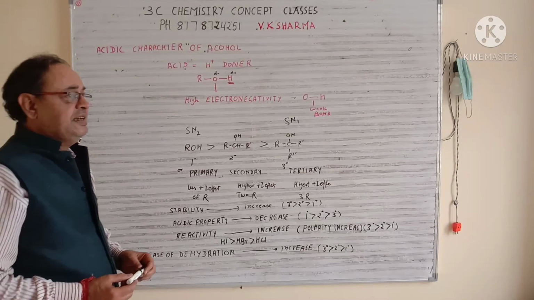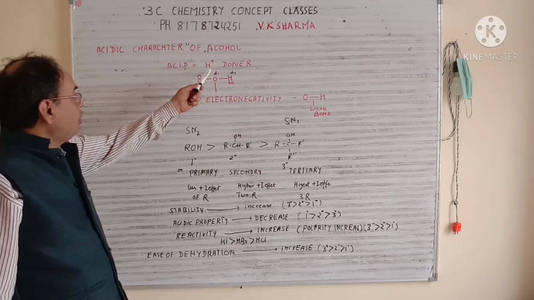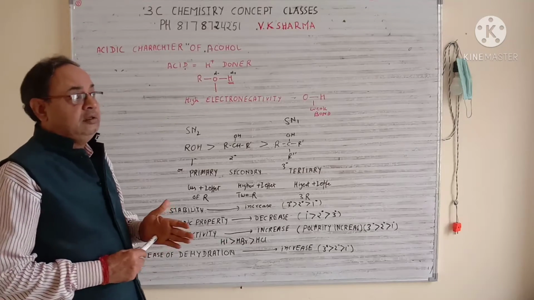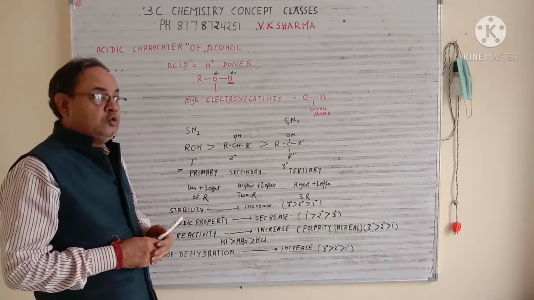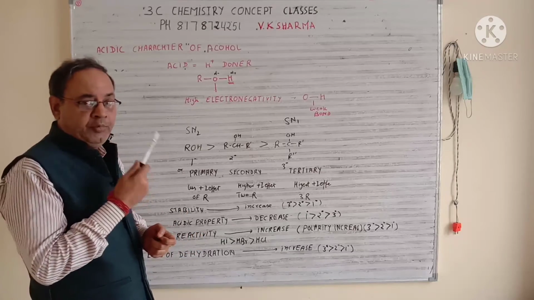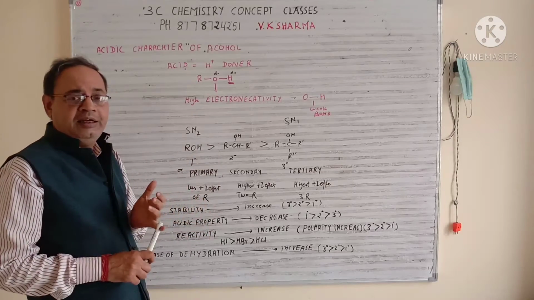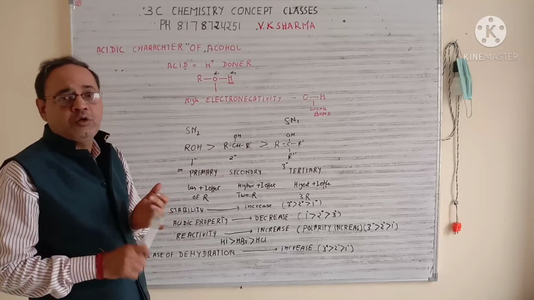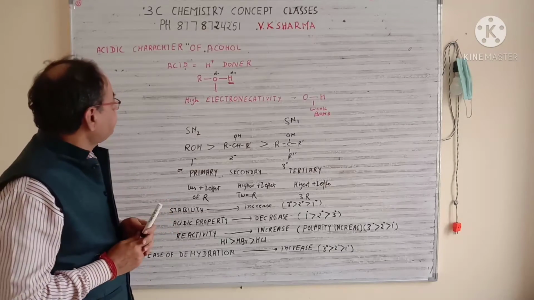Now friends, we come to the acidic character of alcohol. First you understand what is acidic. Acidic means any substance which donates H. Although there are three definitions of acidic character, which I have told you in the equilibrium chapter, here we need only one property of alcohol. Otherwise there is the Arrhenius theory, the Lewis theory, and the Bronsted-Lowry theory, which I have covered in detail in the equilibrium chapter.